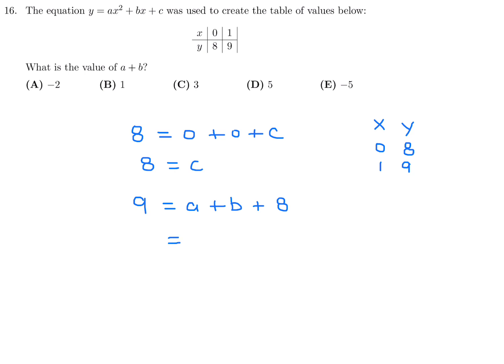All I've done is just substituted these points into this equation. Nothing fancy. So now a plus b, if I bring the 8 over, is 1. And that's it. That's what they wanted me to figure out. So it doesn't need to be any more complicated than it should. Number 16, therefore, is B.